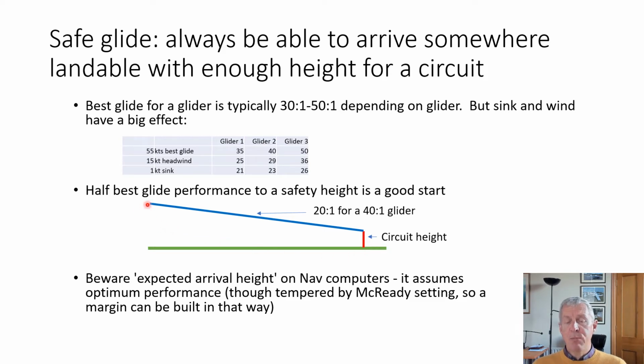So at any point, if we program our nav computer properly or do the sums in our head, we can tell whether we are within safe glide of a particular landing option.